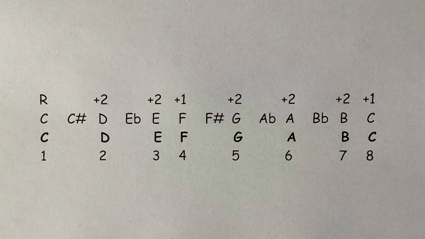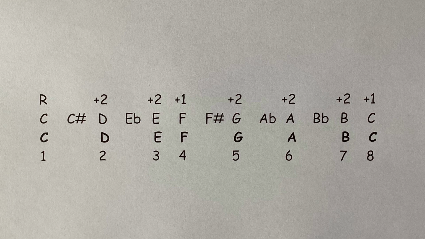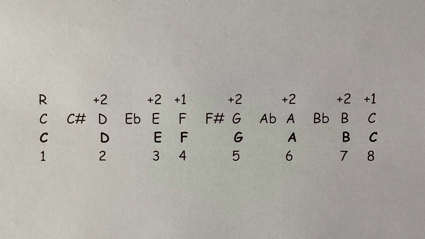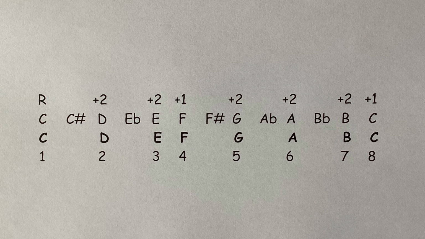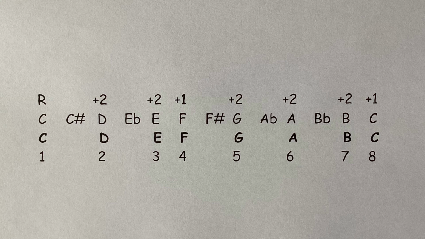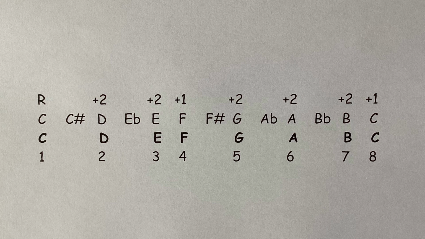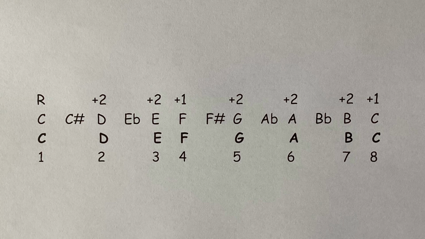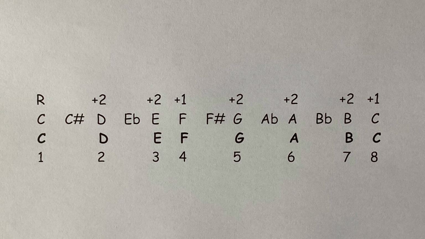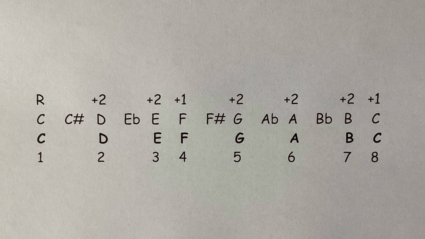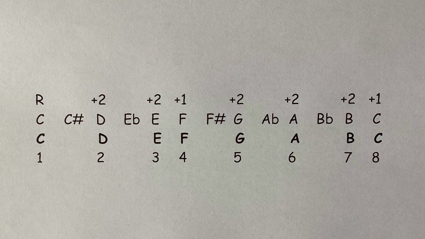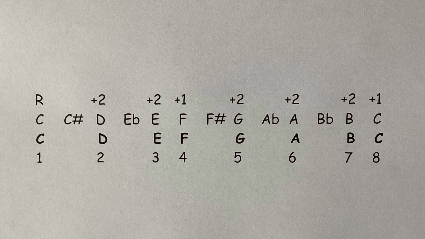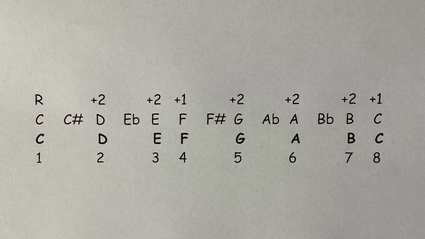We've got +2 +2 +1 +2 +2 +2 +1. So the intervals would be tone, tone, semitone, tone, tone, tone, and then a semitone back to the octave. Or if we're talking in steps, it would be root, whole step, half step, whole step, and whole step, and then a half step back to the octave.